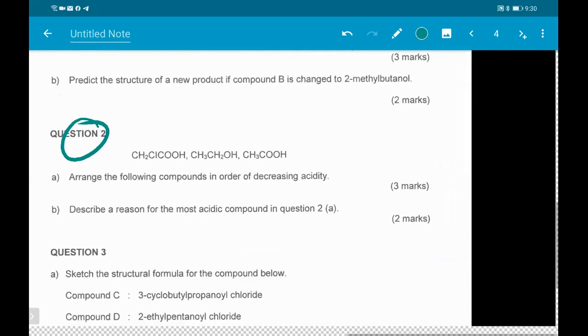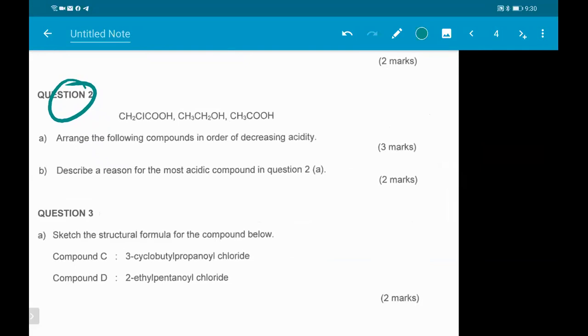Okay, soalan nombor 2, part A. Cuba tengok berapa markah dia. 3 markah dengan 2 markah. Still 5 markah saja. And the question is based on the nomenclature and also the properties. Arrange the following compounds in order of decreasing acidity. Similar question just like December 2019. As you can see here, you are given an alcohol CH3CH2OH, carboxylic acid CH3COOH, and the other one is also carboxylic acid.